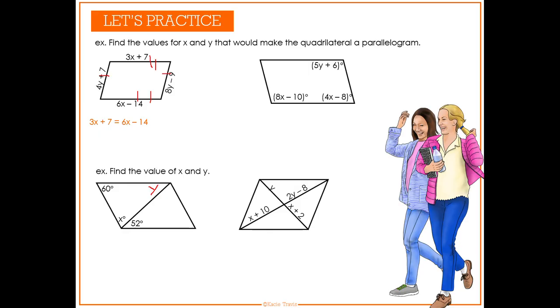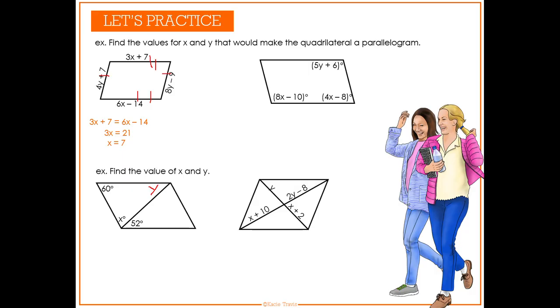We got 3x plus 7 is equal to 6x minus 14. I want to get my constants on one side and my variables on the other. So I added the 14 to the other side, and I subtracted the 3x to the other side. When I divide both sides by 3, I end up with x is equal to 7.